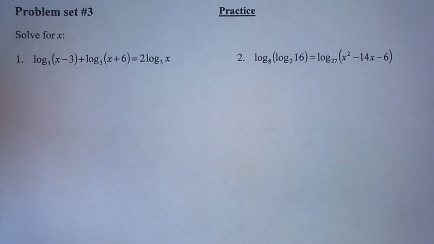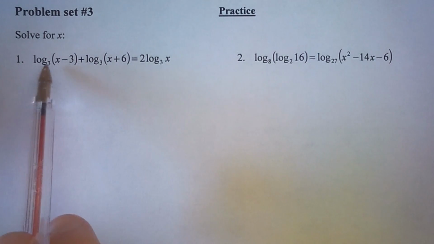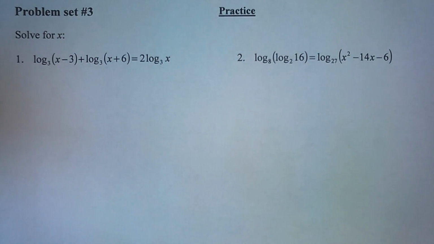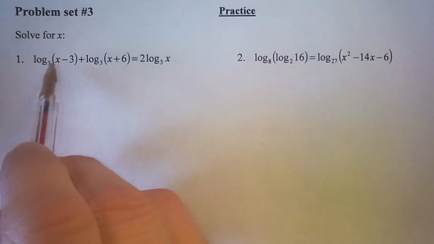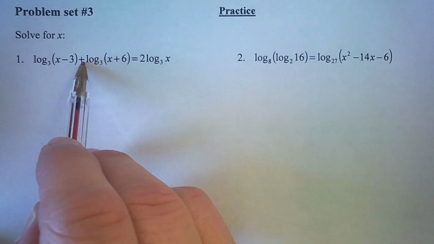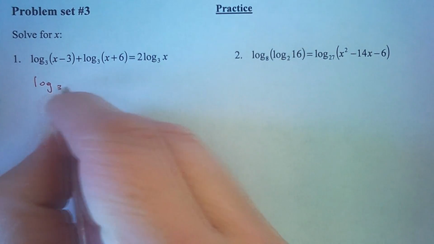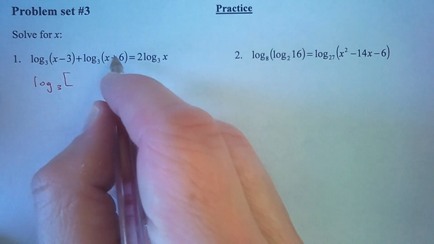In this video, we are going to practice solving logarithmic equations. Our first one here, we have log base 3 in all three of these, but before we can actually begin to get rid of those logarithms, we need to do some condensing. So I've got log base 3 and plus another log base 3. I can condense those into a single log base 3 by multiplying the arguments.